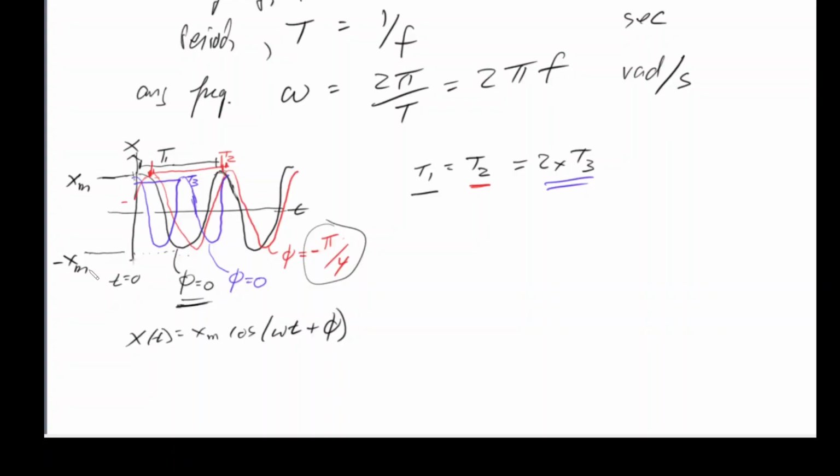Now, for the blue graph, we're back to phi equals 0, so the peak starts at t equals 0, but in this case, the frequency is 2 times the frequency of T1 or T2. You have twice as many cycles in a unit of time. And this is how these factors affect the graph.